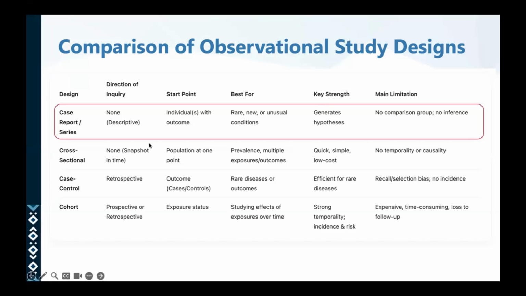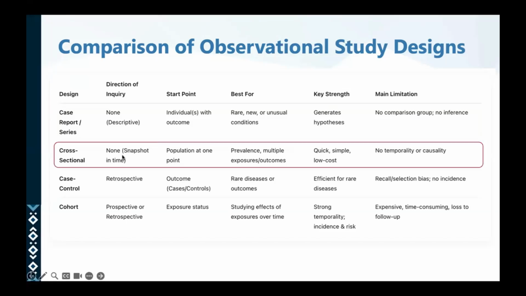The next type, cross-sectional, is usually a snapshot. There's also no direction of inquiry. And each time there is no direction of inquiry, it's very hard for you to know whether exposure came before outcome. So you cannot ascertain temporality, you cannot ascertain causality. You start with the population at one point. So you just take a snapshot. They are best for prevalence. They're also great if you want to study multiple exposures and outcomes at the same time. They are quick, simple, low cost. Again, no temporality or causality.